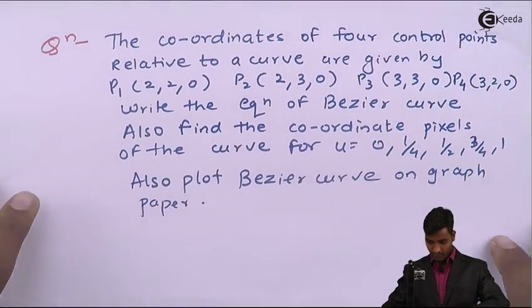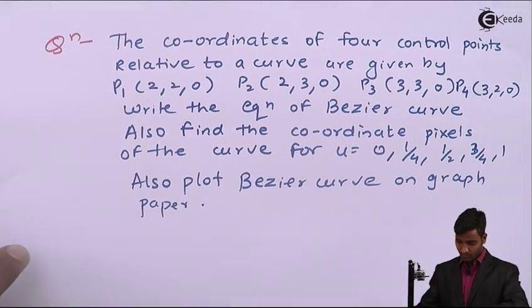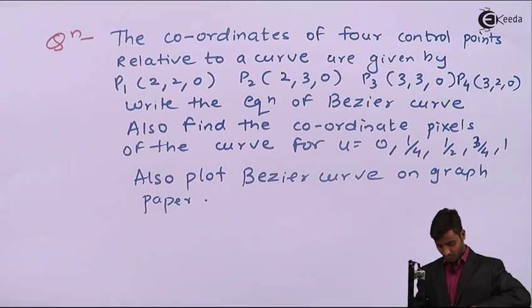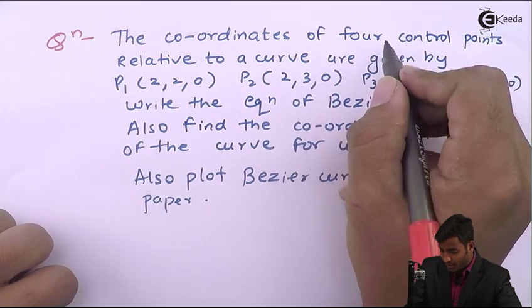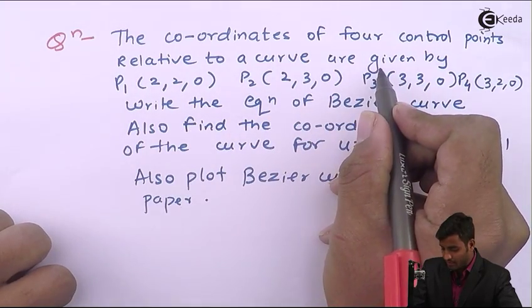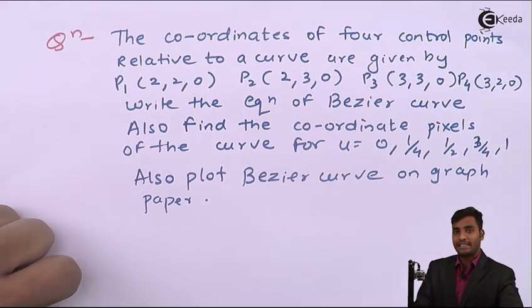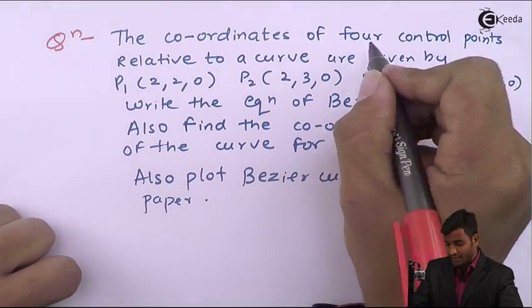Hello friends, in this video we will study problems based on Bezier curve. So here is the first problem. The coordinates of 4 control points relative to the curve. As we all know, the Bezier curve requires or needs 4 control points.